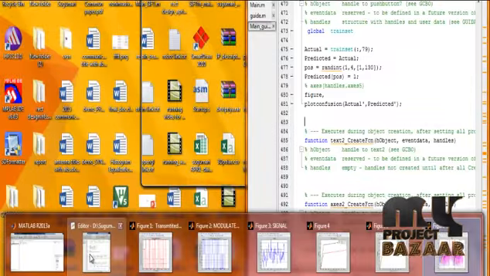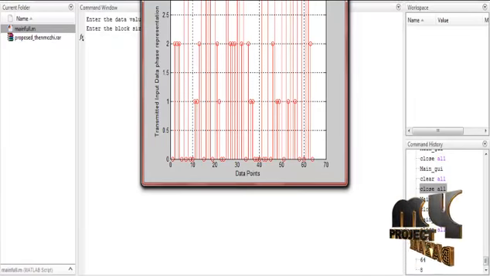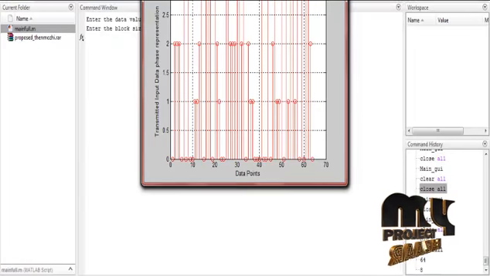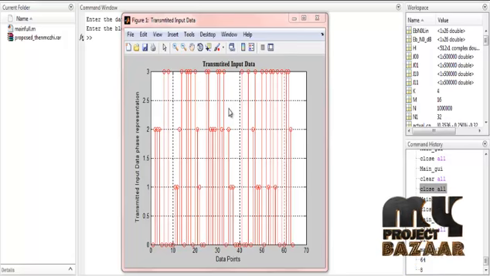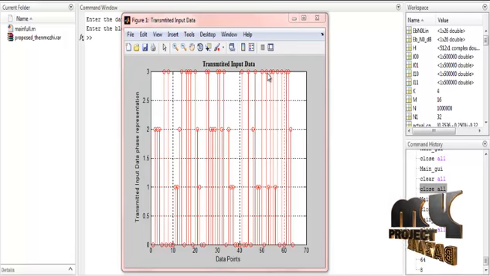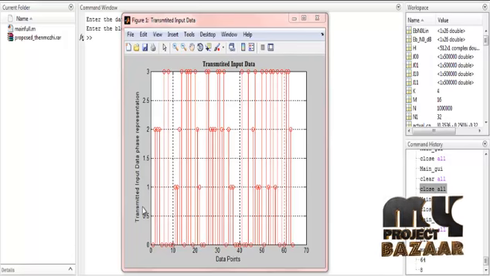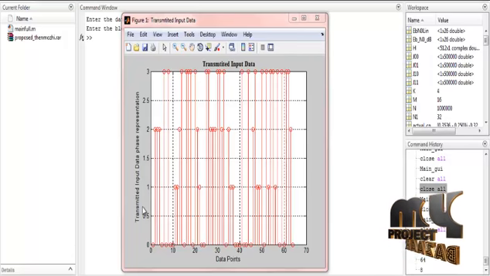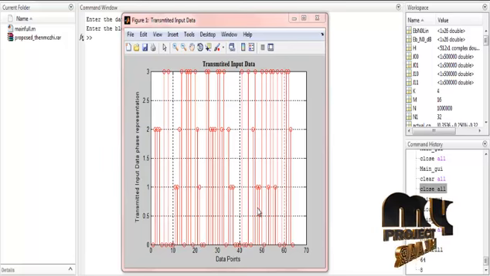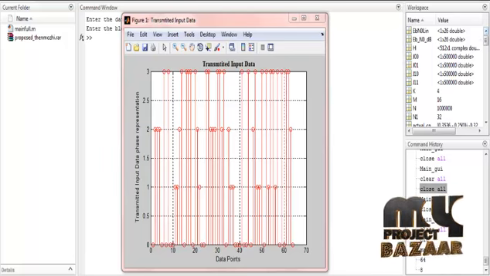First of all, I will click the transmitted input signal. Yeah, this is the first figure. In this first figure, the transmitted input data is generated randomly, and the data points are also generated randomly. It shows the transmitted input data phase representation of the process. So this generates the input data randomly.